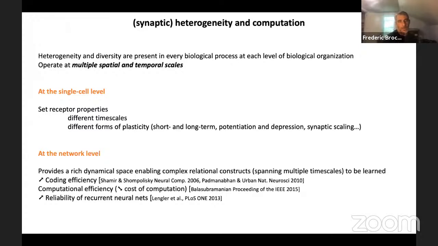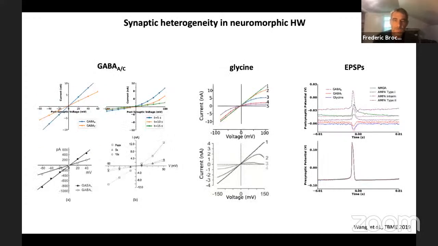So why is this heterogeneity important? At the single neuron level, we've been talking this week about the different timescales at which these things act, and the different forms of plasticity arising from those different parameters. At the network level, people have been doing modeling work, with various arguments that it increases coding and computational efficiency by reducing the cost of computation, and can also make information transfer more reliable and robust. And so we try to tackle this lack of diversity in some of the current neuromorphic systems.